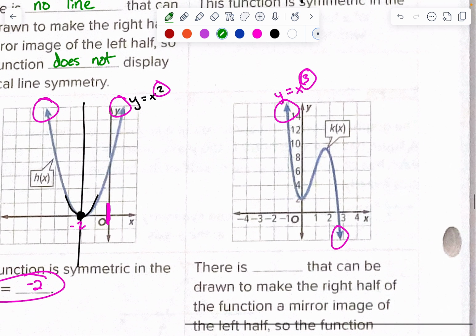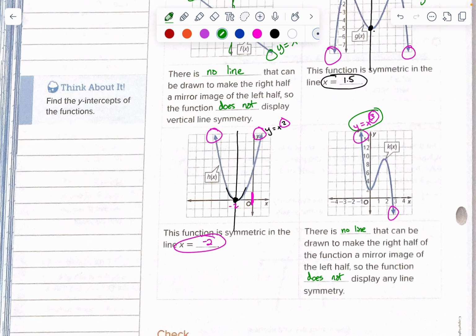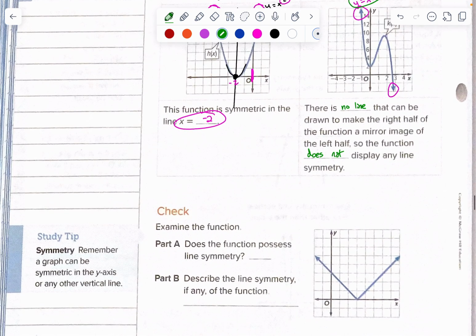But anyway, x to the third power is not going to have a line of symmetry, because when I try to fold him across that, he's not going to match up to himself. So there is no line that can be drawn to make the right half of the function a mirror image of the left half. So the function does not display any line symmetry. Okay. All right, so there's just a few examples of those.